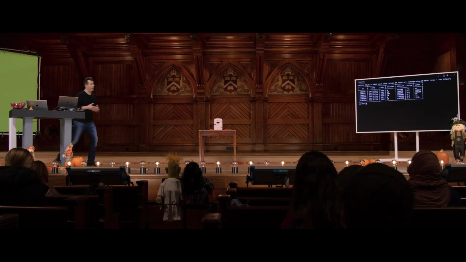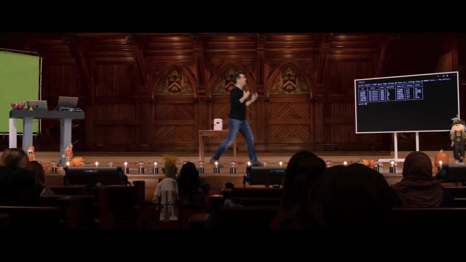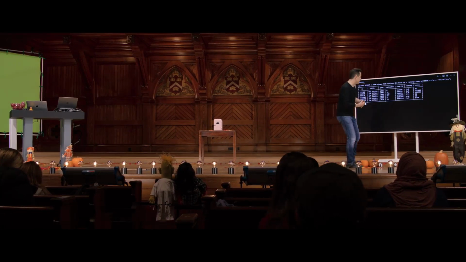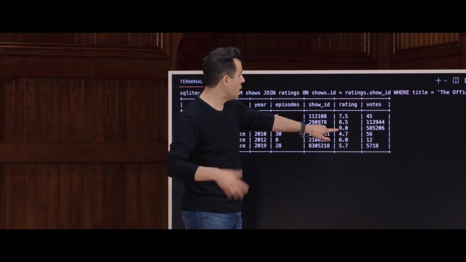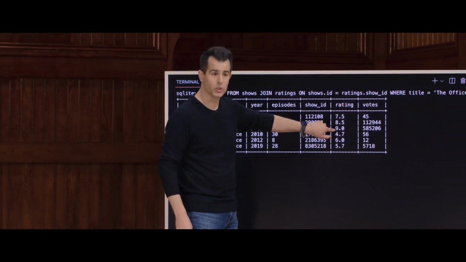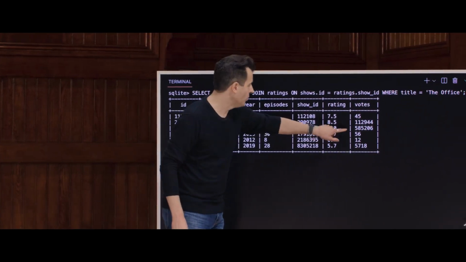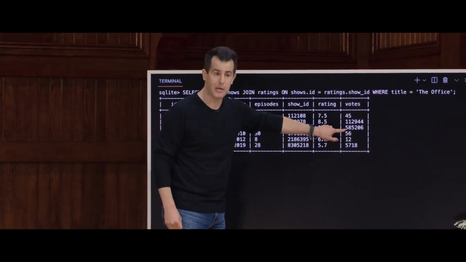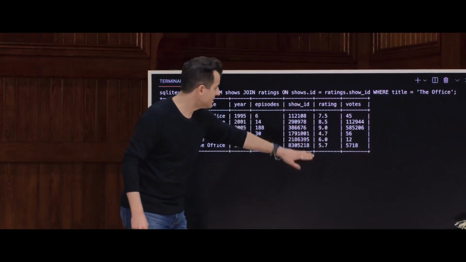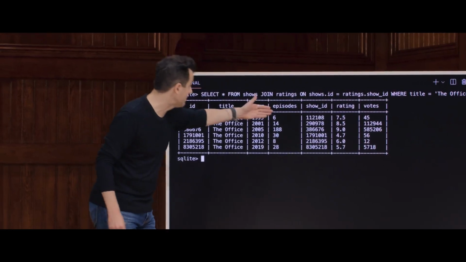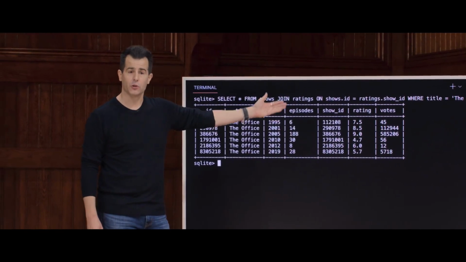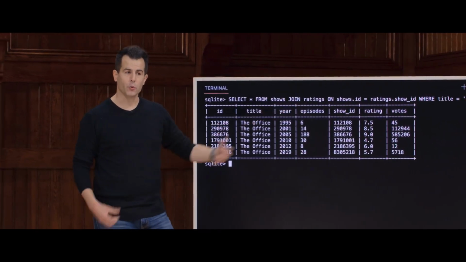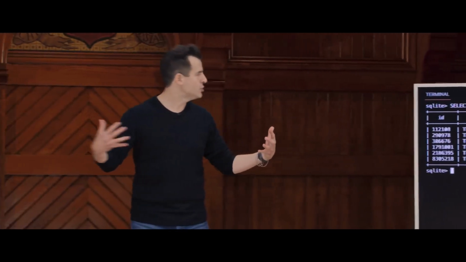Semicolon. And now you can see that among the various offices, it looks like the one that most of us probably know and love is the highest rated, with a 9.0 and like 585,000 people having cast votes for it, whereas these other shows seem to have been less popular, and perhaps that's why you see fewer episodes for them as well. So even though we've put the data in multiple places, you can still reconstitute it by lining things up in this way and rejoining the tables.